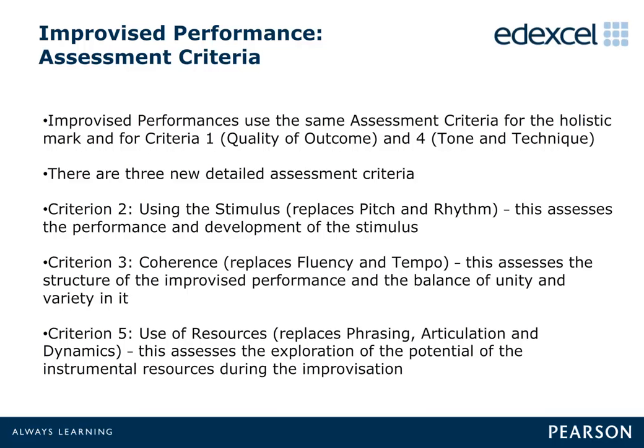Criterion 2 is now called using the stimulus. This assesses the performance and development of the stimulus. Criterion 3 is now called coherence. It assesses the structure of the improvised performance and the balance of unity and variety in it. Criterion 5 is now called use of resources. It assesses the exploration of the potential of the instrumental resources during the improvisation.